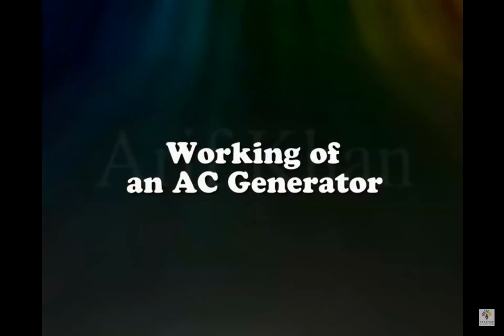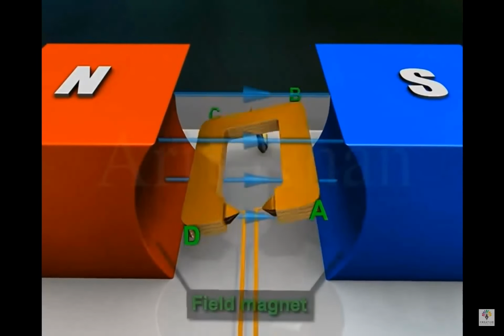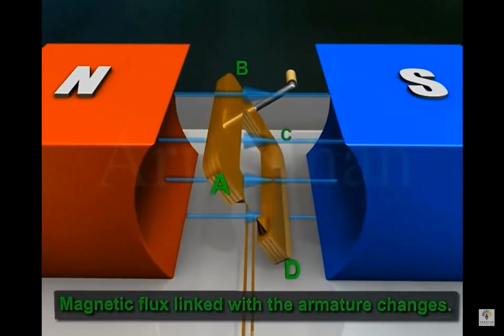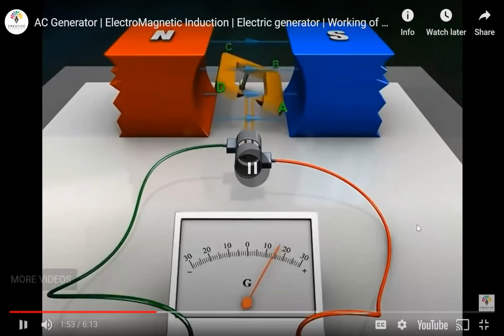Working of an AC generator. When the armature rotates between the poles of the field magnet, the magnetic flux linked with the armature changes continuously. For those who are wondering what magnetic flux is, it's just a fancy term to say changing magnetic field, which is what's happening here. As the coil continuously spins around the magnetic field, there is a changing magnetic field inside the copper. So whenever you see the word magnetic flux, it's just changing magnetic field.